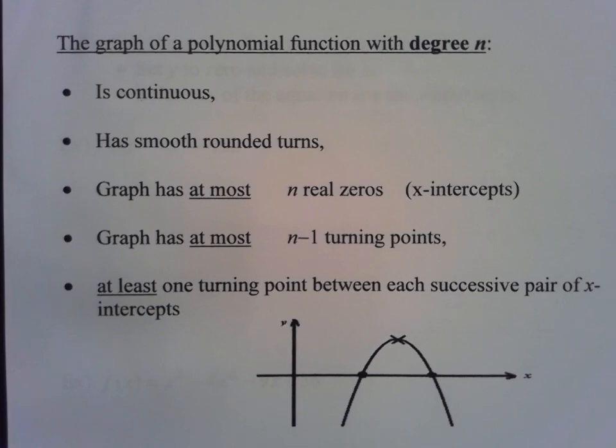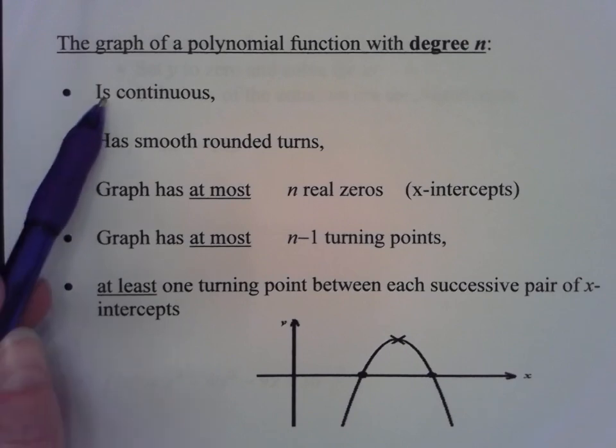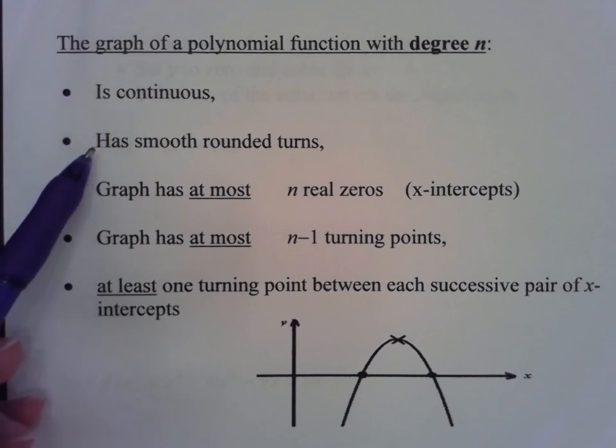And the graph of a polynomial has smooth rounded turns. So no sharp corners, like the absolute value has that V shape with a sharp corner, none of that, just smooth rolling hills and valleys. So if we put these two together, pretty much the graph of a polynomial is going to look like a squiggle. That's what I like to call it. We're going to be talking about what the shape of this squiggle looks like based on what the polynomial is.